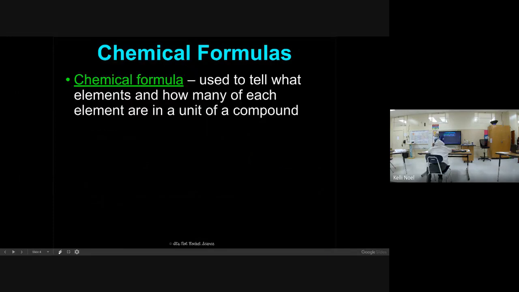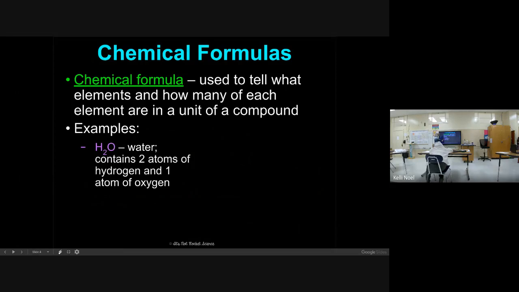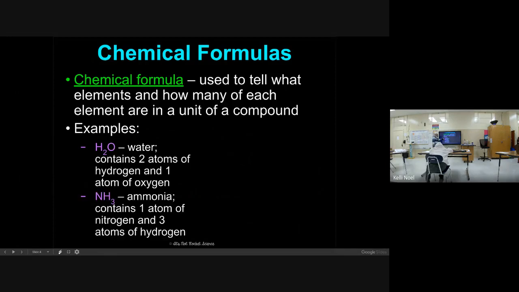Chemical formulas let us know what elements and how much of each element is in a compound. We used water in our warm-up. Water is H2O, capital H, subscript 2, capital O. It contains 2 atoms of hydrogen and 1 atom of oxygen. The little number goes with the element that comes before the number.